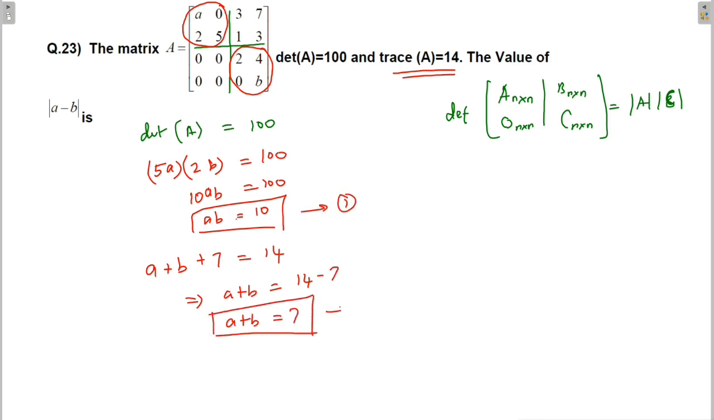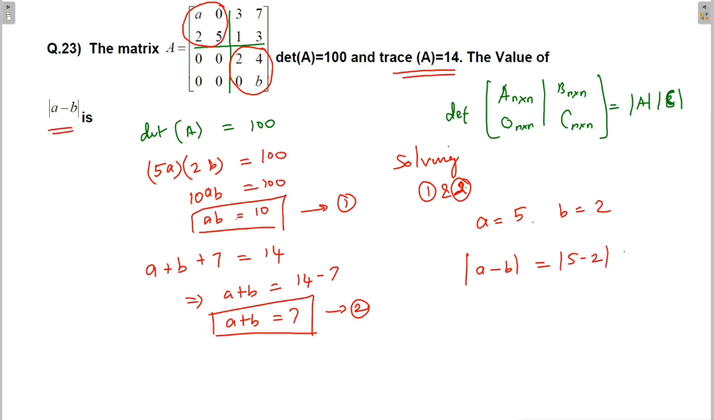Solving 1 and 2, we get A equal to 5, B equal to 2. So the question is, you want to find modulus A minus B. So A minus B equal to 5 minus 2 equal to 3.